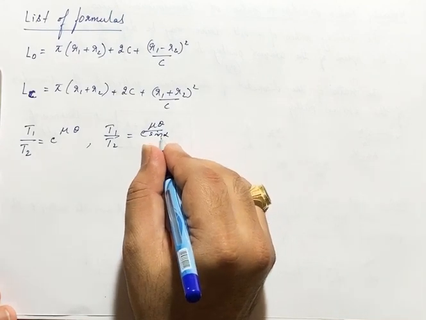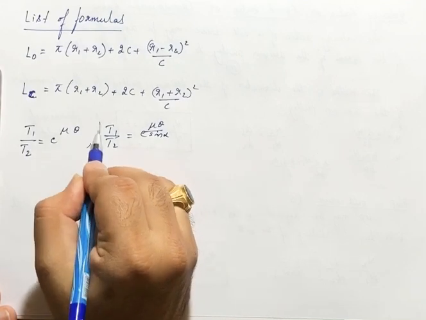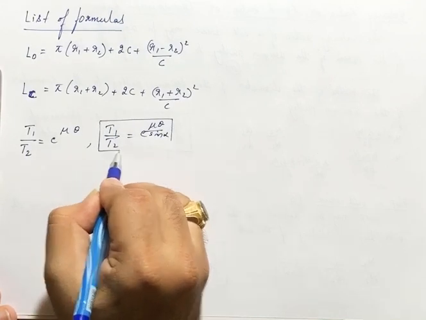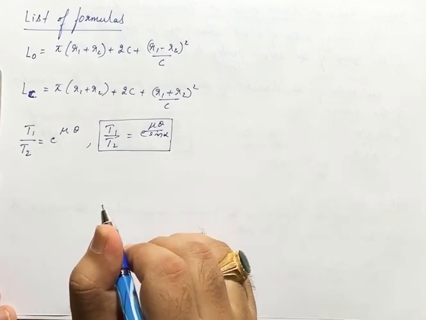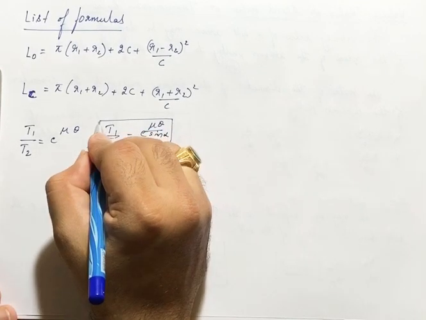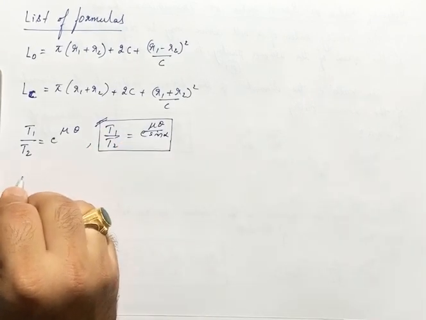This alpha should be taken in degrees here. This is the semi groove angle. This formula is used for a V belt drive. But in the numericals we might not use this formula. Next one is the power transmitted.